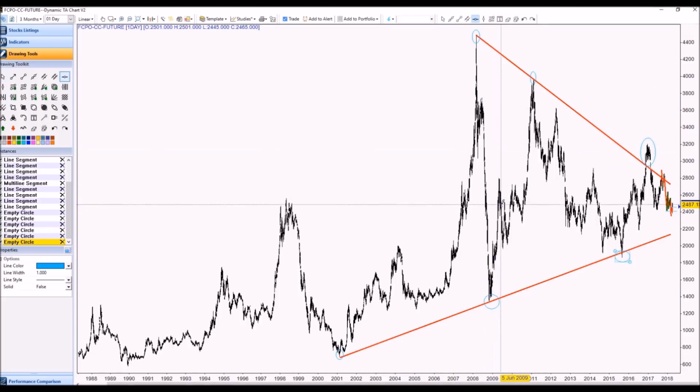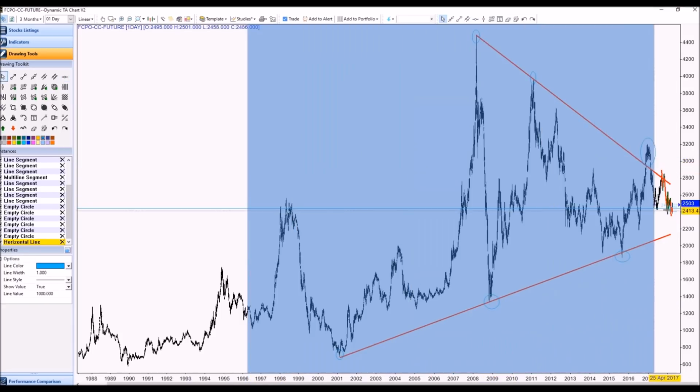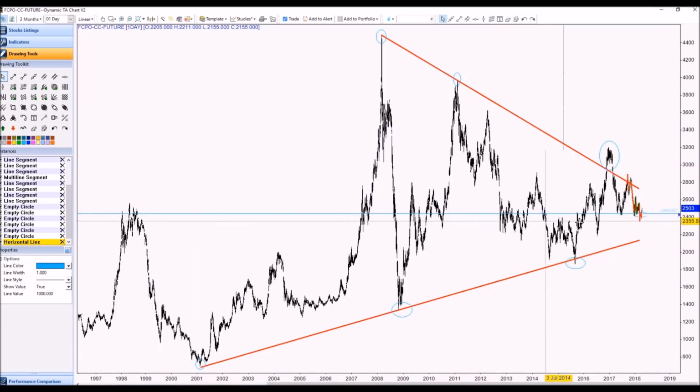Now I want to put a horizontal line that represents the middle of the sideways move. The middle of the sideways move means we focus on this point and this point, from here to here. After that, we divide this top and this bottom by a horizontal line. This horizontal line is supposed to become resistance or support, depending on whether price is above this line or below this line. I try to adjust this line to touch the previous high or previous low as much as I can.